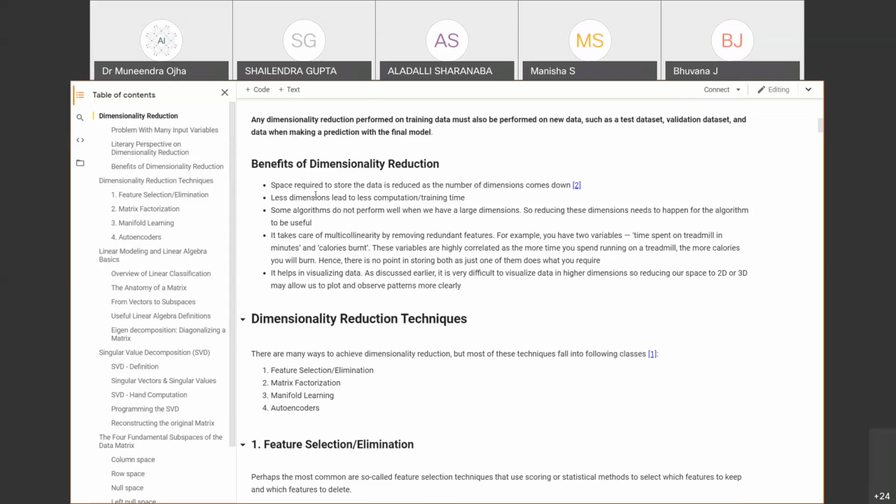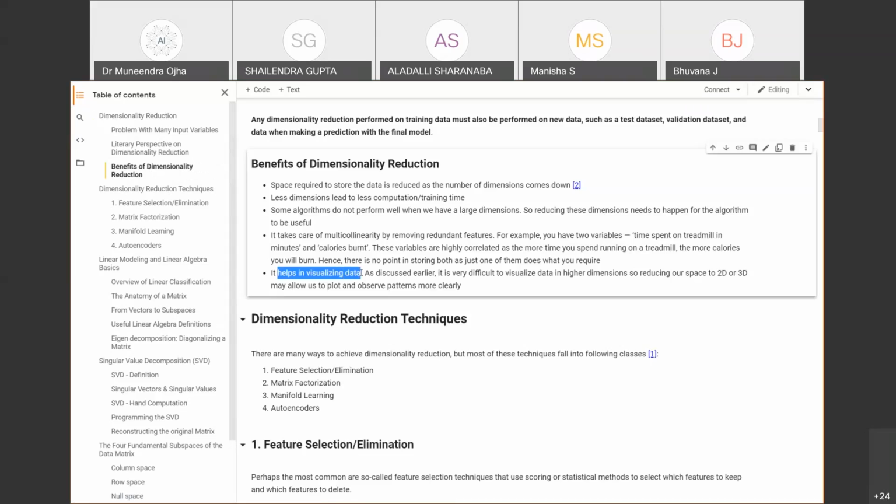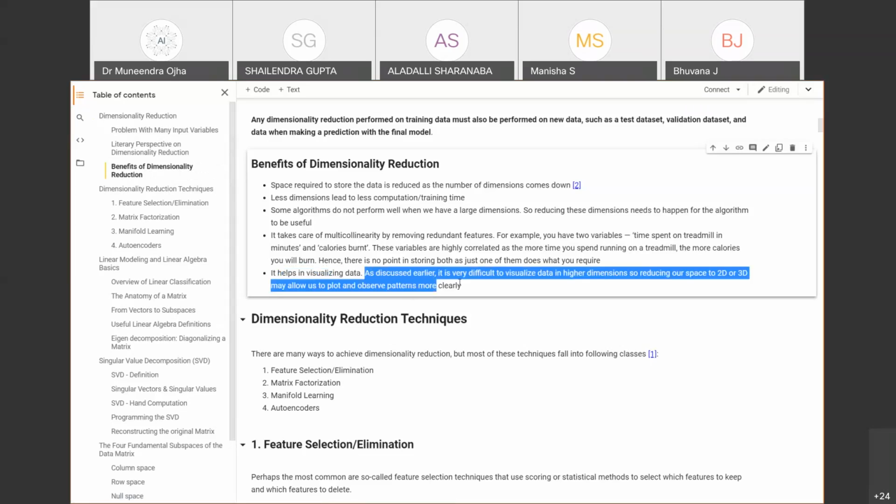Okay. For example, you have two variables, time spent on treadmill and number of calories burned. These two are correlated, related features, and we can remove one of them and retain the other one. Now, it also helps in visualizing data because, as I said, we can visualize up to 3 dimensions only. So if we reduce the number of features to 1, 2, or 3, it will be very useful for us to be able to visualize it.